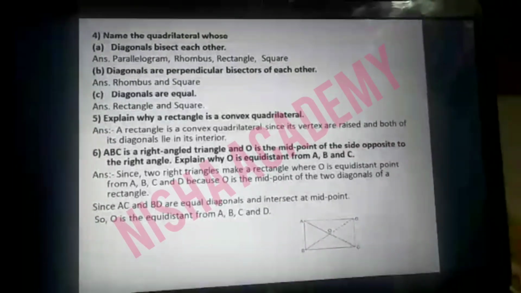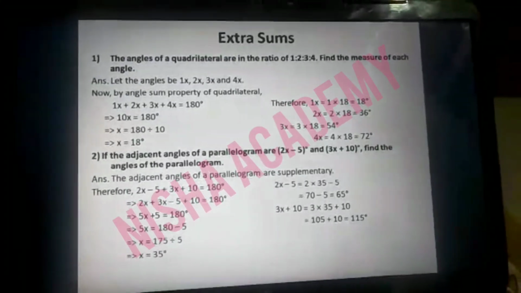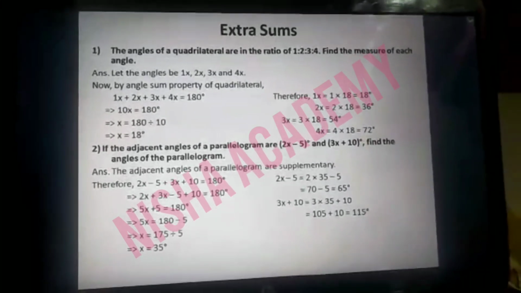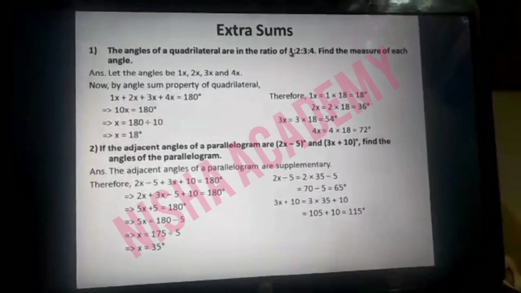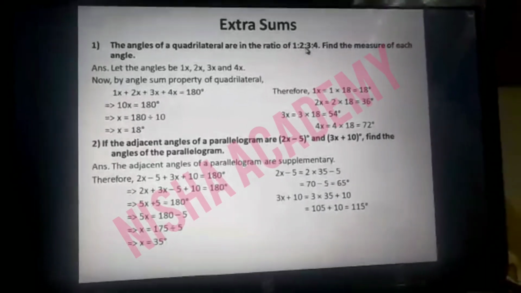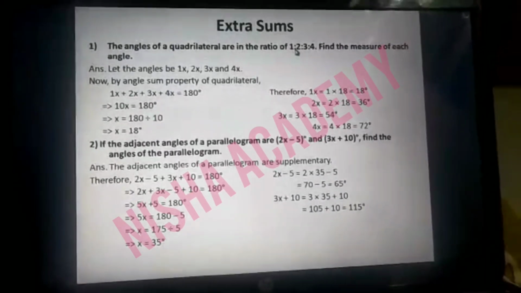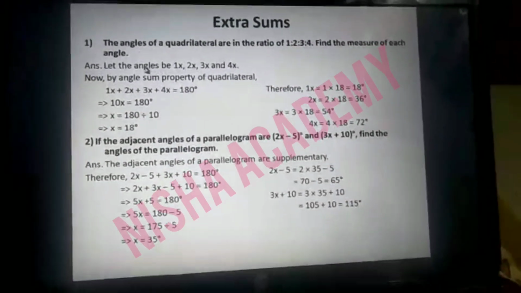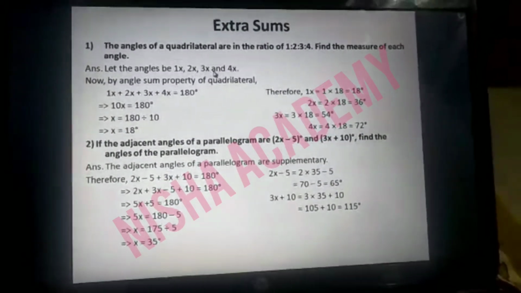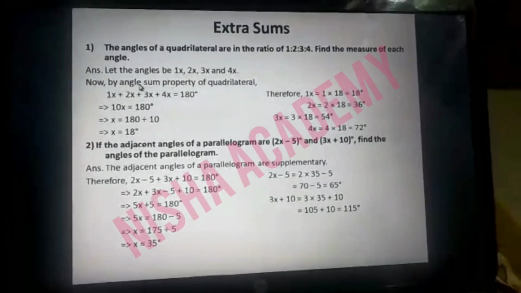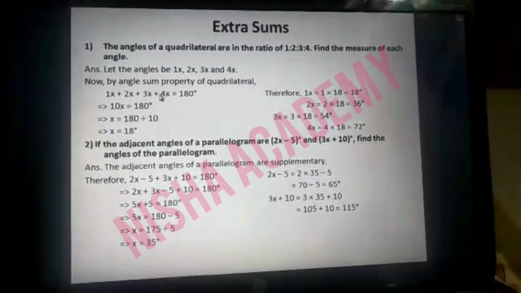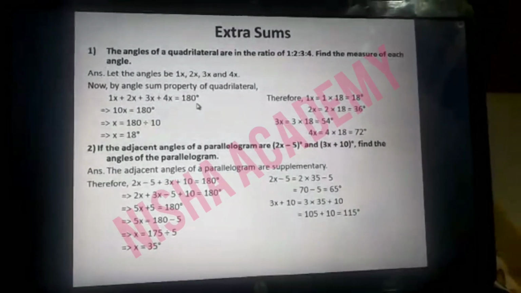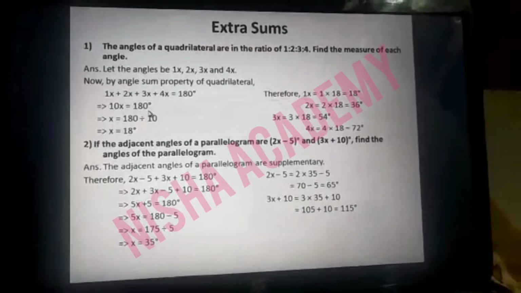Now I have some extra sums listed which will be useful to you, related to the chapter. First, the angles of a quadrilateral are in the ratio 1:2:3:4. Now whenever it is given in ratio, we have to break it down and attach a variable. So let the angles be 1x, 2x, 3x and 4x. Now by angle sum property of a quadrilateral, 1x plus 2x plus 3x plus 4x equals 360 degrees. So 10x equals 360 degrees.